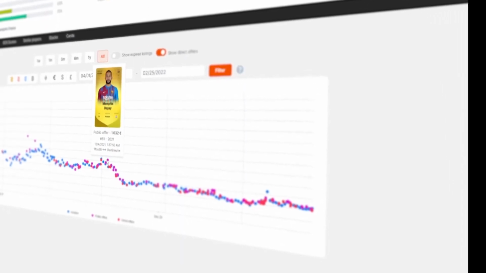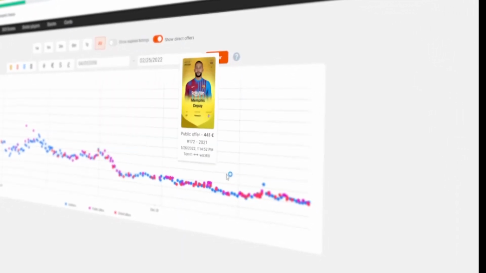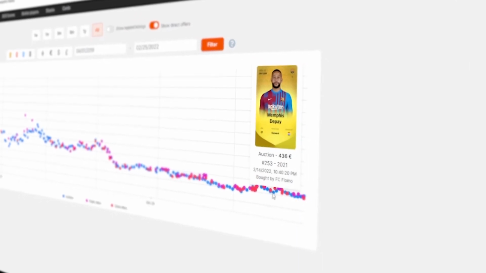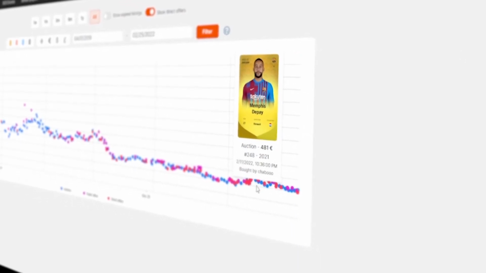We can see that Depay was selling over 1,000 euros in November, and right now he's around 450 euros. And let's say that we want to buy him under that value for the tournament. Go and check my previous video that I put out, guys. I explained there how to set up your Sorare data notifications, so whenever someone will list Depay under that specific value, or any player that you will have on your watch list, you will get a push notification through your phone. But 450 euros is just an example.